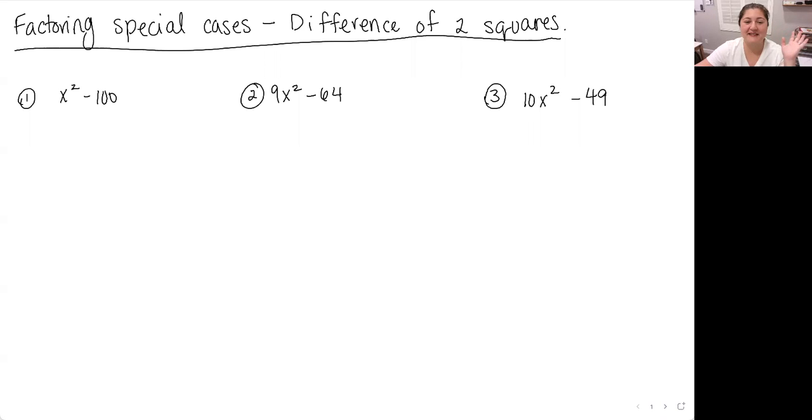My name is Anna Rochelle, and today we are going to factor special cases, but one particular piece of special cases: we are going to factor the difference of two squares. And the difference of two squares is something that's super important for us to focus on just because it shows up so often in Algebra 1, and it shows up even more in Algebra 2.